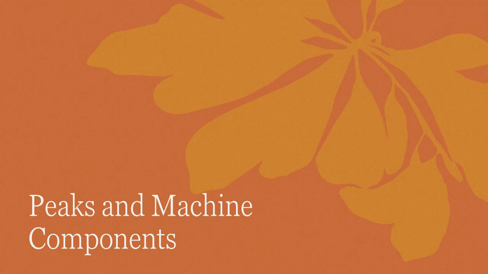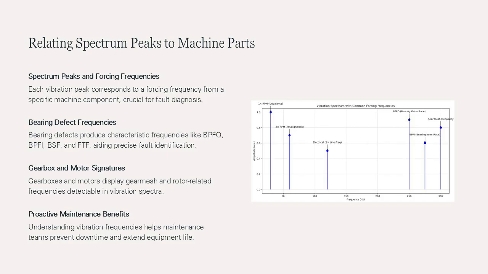Relating spectrum peaks to machine parts, using forcing frequencies for fault diagnosis. Each peak in a vibration spectrum corresponds to a specific forcing frequency generated by a machine component. For example, a peak at one-order shaft speed often indicates rotor imbalance or misalignment.